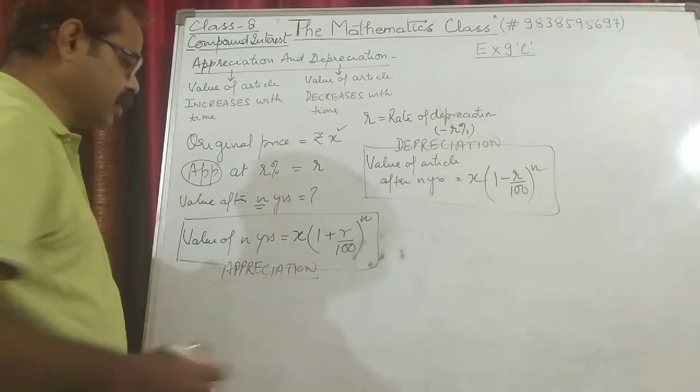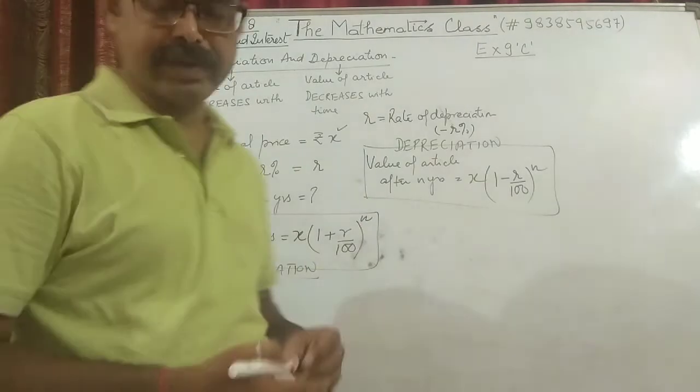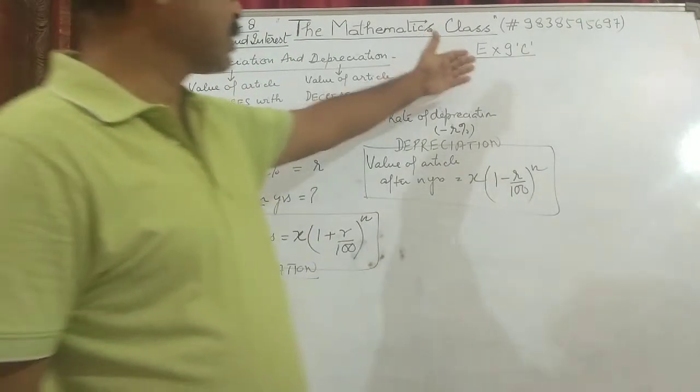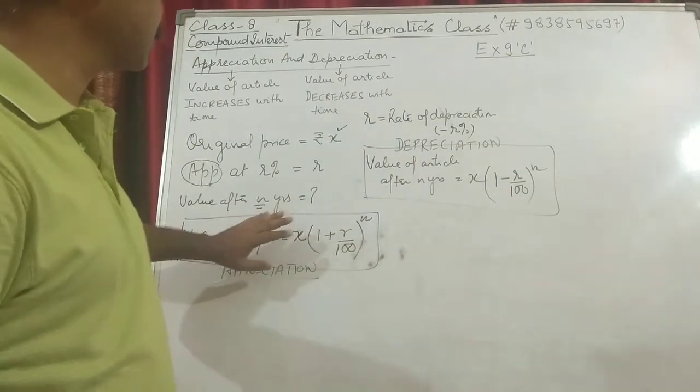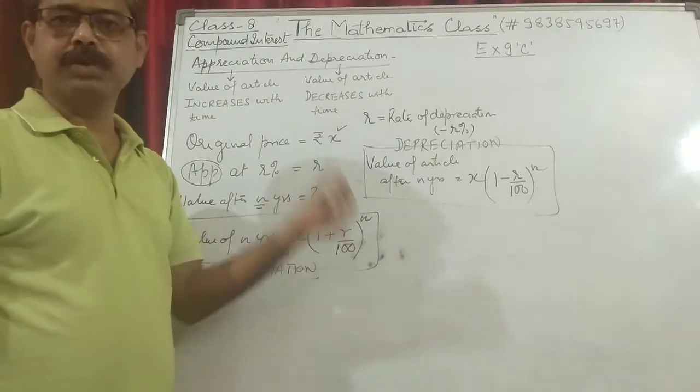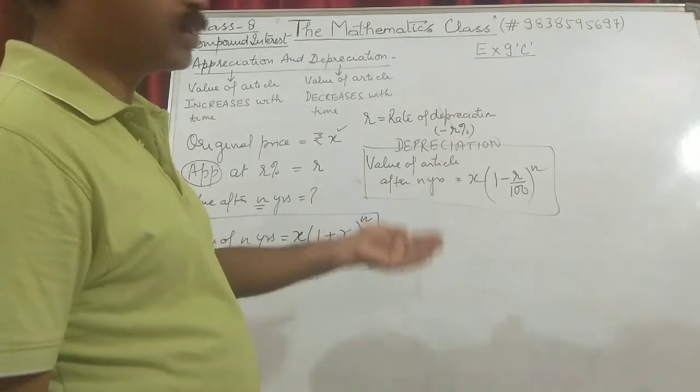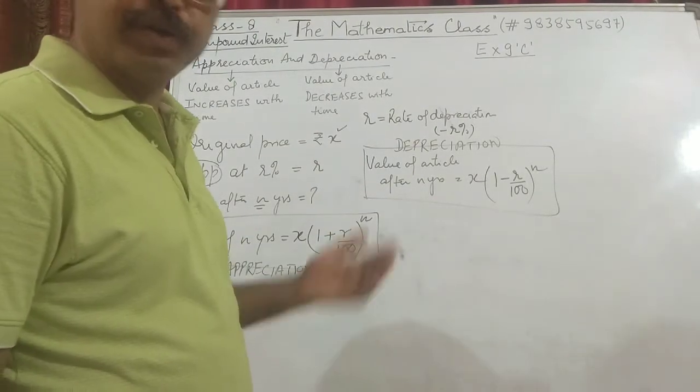Now we will do the questions that were left, that is exercise 9C. So I'll just write these two formulas, appreciation and depreciation. I hope this is clear to you, and we'll do the rest over questions. I think questions 8 and 9 were left, so we'll continue with that.